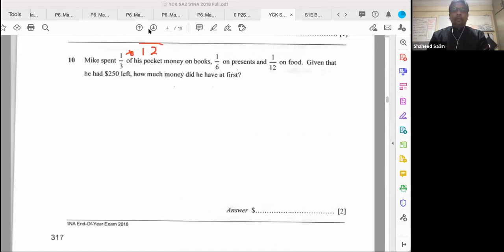Okay, 4/12. You times by 4, 4/12. 1/6 is the same as 2/12. And 1/12 is 1/12. Altogether, how much is spent? This is on books, this is on present, you add together, you get 7/12.